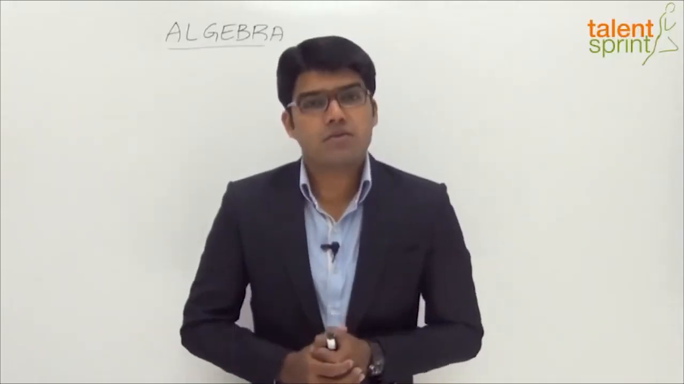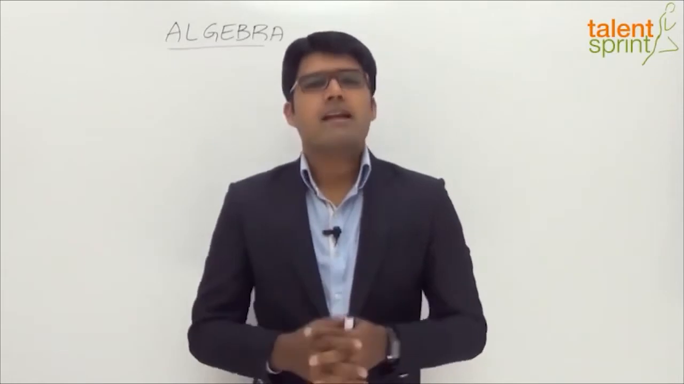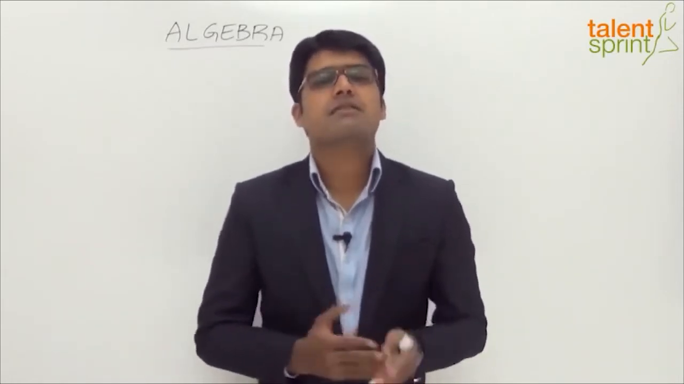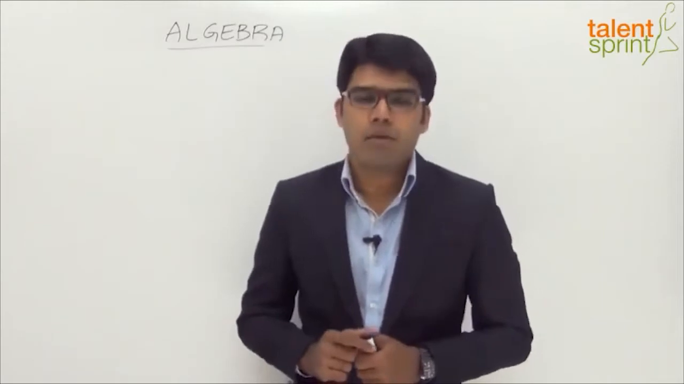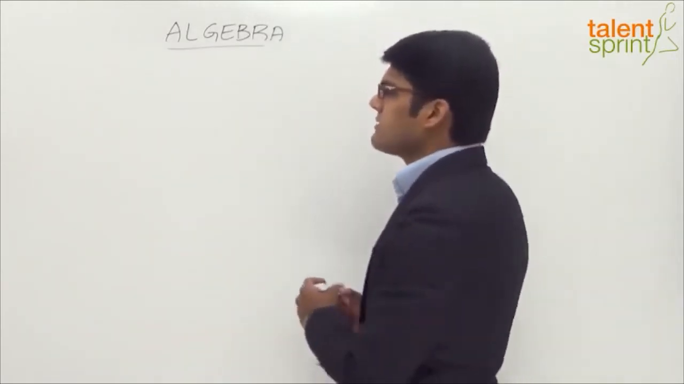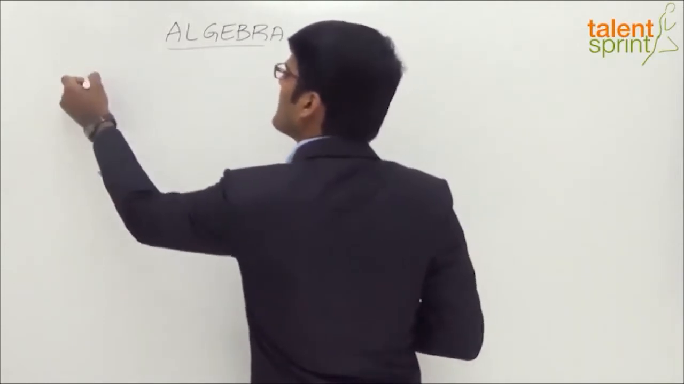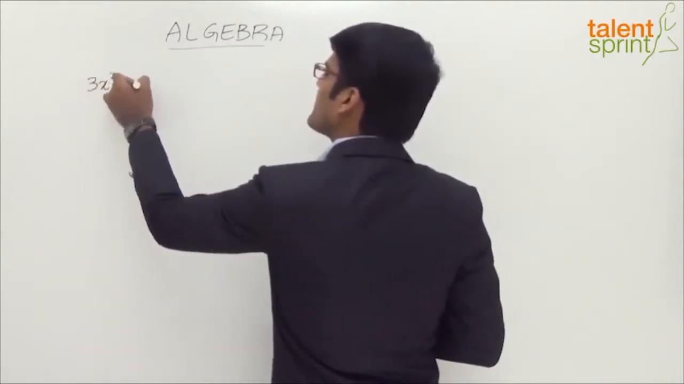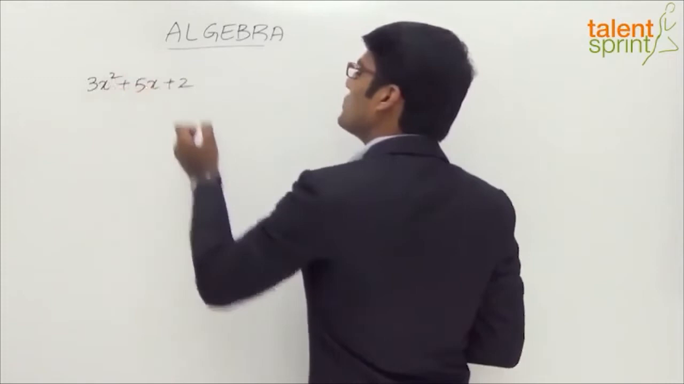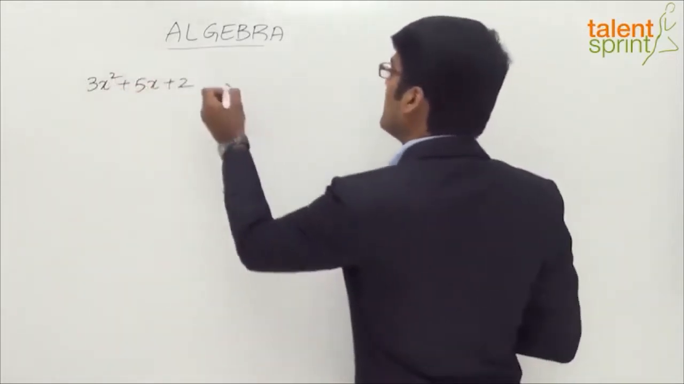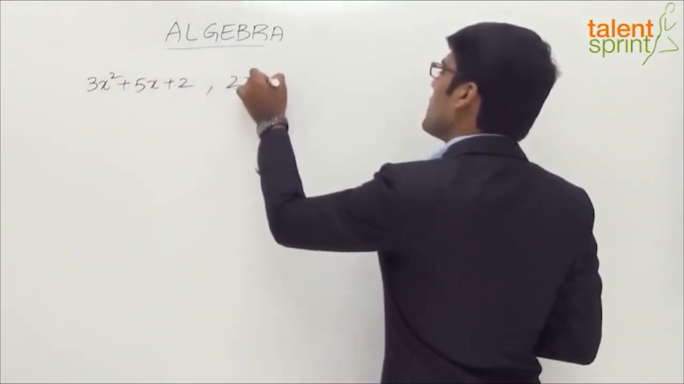Now that we have understood what a polynomial is, let us look at how can we perform the basic arithmetic operations like addition, subtractions, multiplication and division of two polynomials. Let's understand this with the help of a few examples. Let's say we have got two polynomials. For example, let's say the first one is 3x squared plus 5x plus 2. And the second polynomial is 2x plus 1.